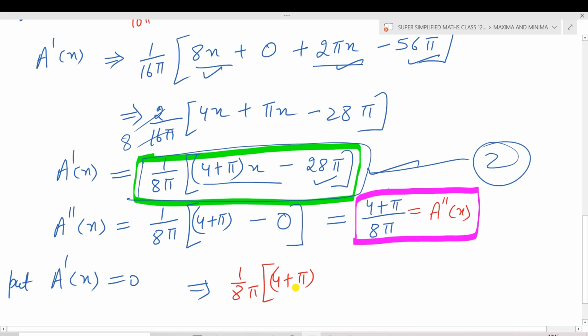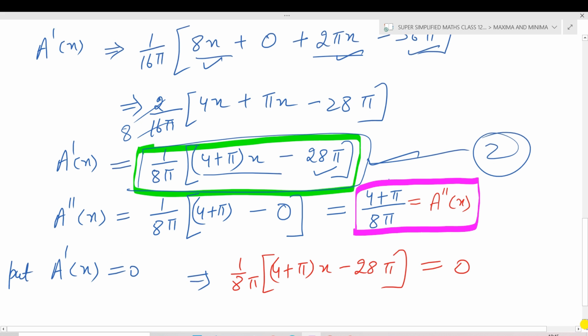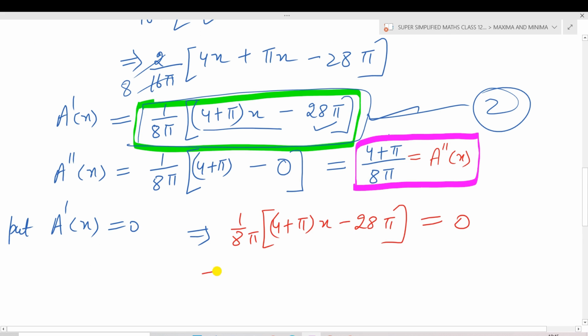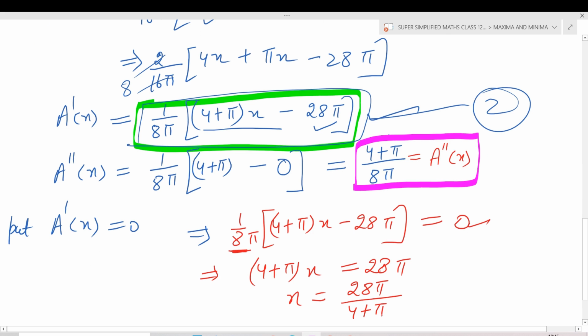And 8 pi is a constant. It gets cross multiplied with 0 and becomes 0. So we are left with (4 plus pi) into x is equal to 28 pi, and x becomes 28 pi upon 4 plus pi. This is the value of x, and this value of x is the critical point. So what is a critical point? A critical point is the point at which there can be maxima or minima.